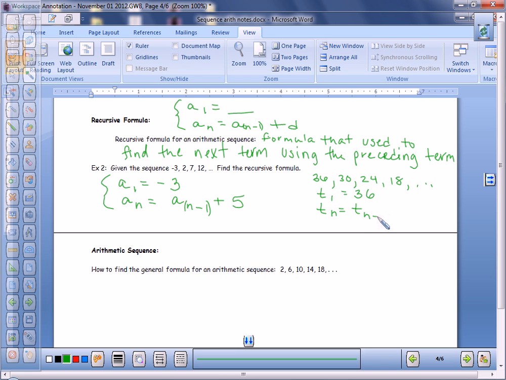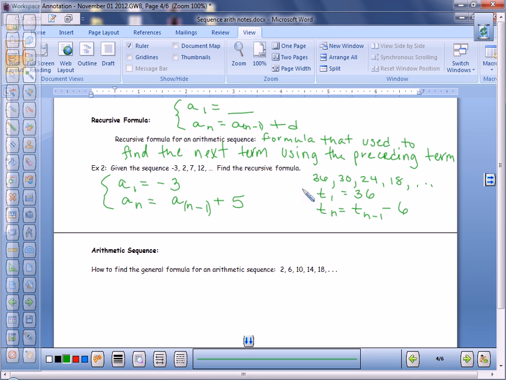Why do you have to do n minus 1? Okay, because what this means, a sub n, is any term. n minus 1 means the term right before n. So to find any term, you take the one right before it and subtract 6. That's all it means. So you need both those little lines.